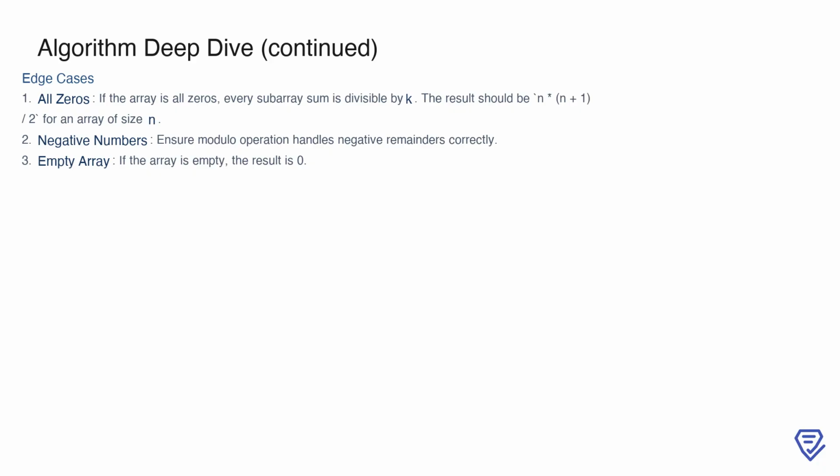To handle this, we ensure that remainders are adjusted to fall within the range 0 to k-1. Finally, if the input array is empty, there are no subarrays to consider, so the result should simply be 0. By addressing these scenarios, we can ensure that the solution is robust and handles all possible inputs correctly.